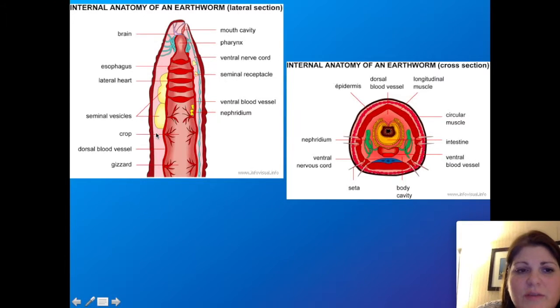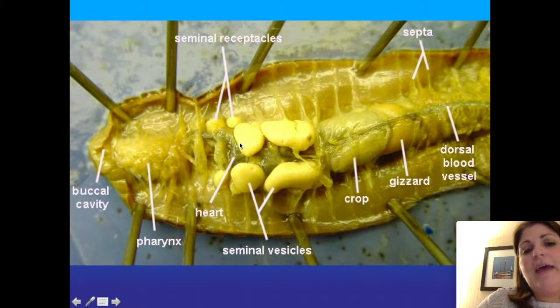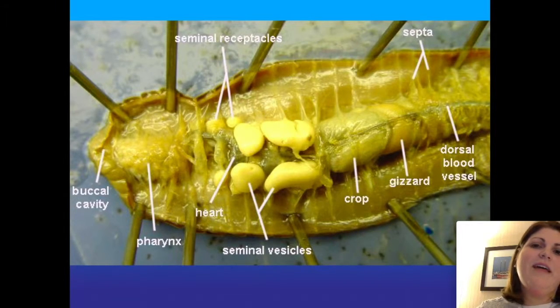The other very noticeable thing is the seminal vesicles. Seminal vesicles are what make the sperm, and they're very large and on top of the heart, which we can see very clearly here. These larger lobes are the seminal vesicles. They make semen or sperm, and these smaller ones that are both ventral and anterior to those are the seminal receptacles. They receive the sperm after mating.